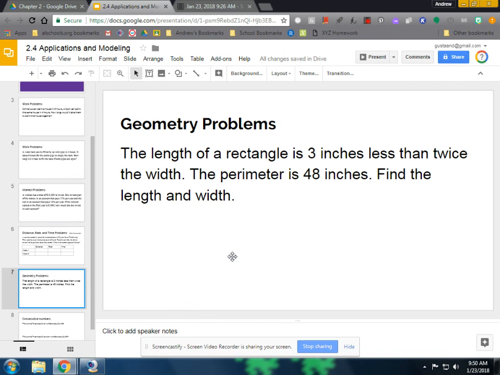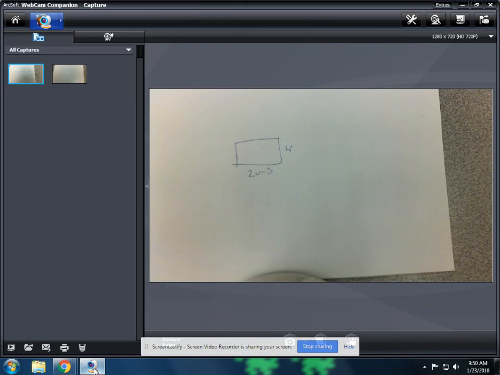Last one, I think this is getting to be a long video, but this is it. The length of a rectangle is 3 inches less than twice the width. We're going to find, and we know the perimeter. We're going to find the length and the width. Okay, so I'm going to draw a picture, and I'm going to move over to my document camera.